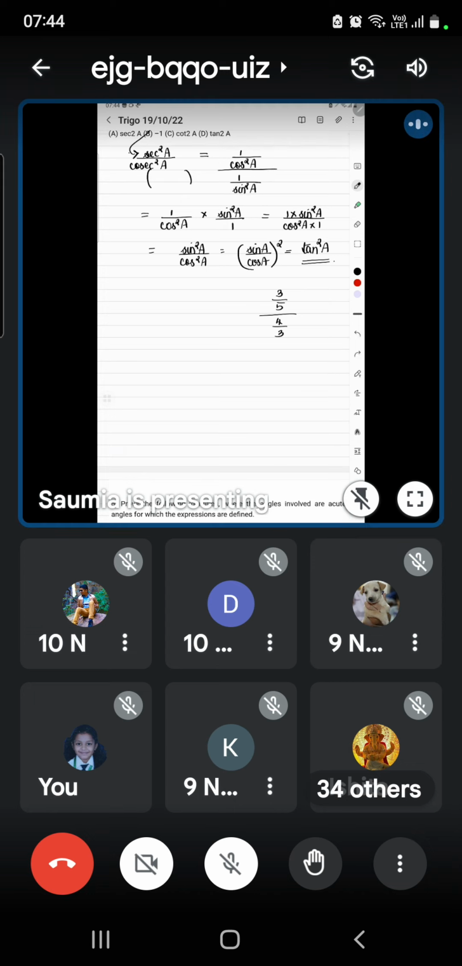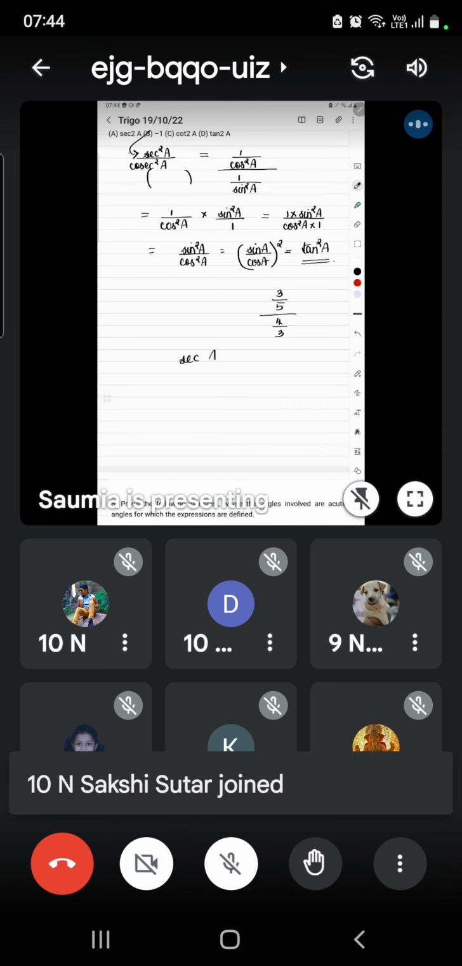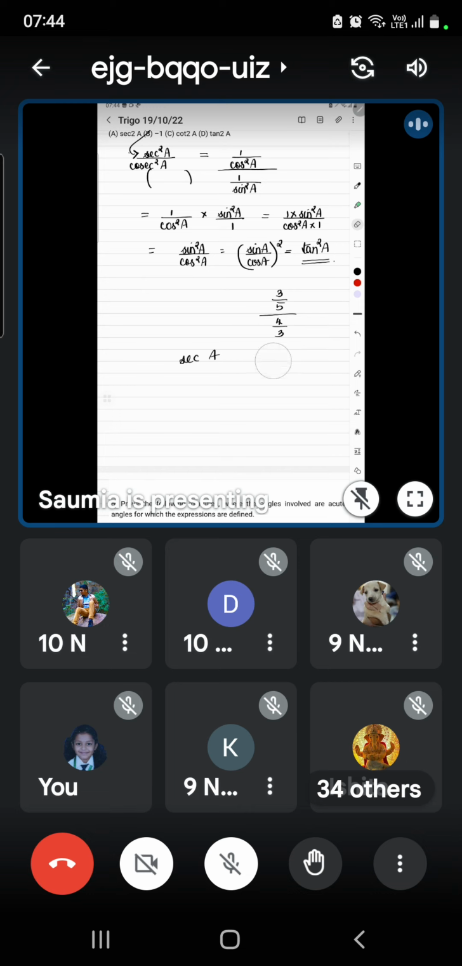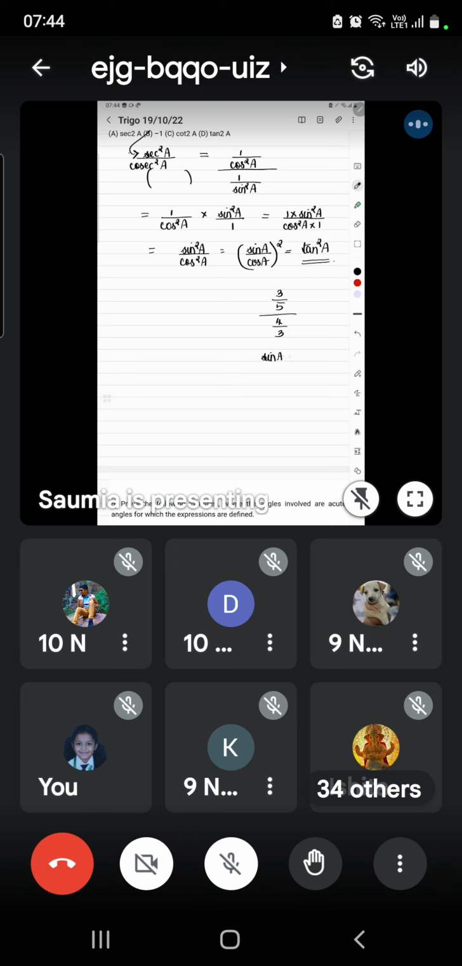Now, tell me the relationship between sec A and cos A. How are they related? Sec A and cos A. I don't know. You don't know? Okay. Then I think we should revise the reciprocal. Sin A is equal to 1 by cosec A and cos A is equal to 1 by sec A. Remember now? Yes.